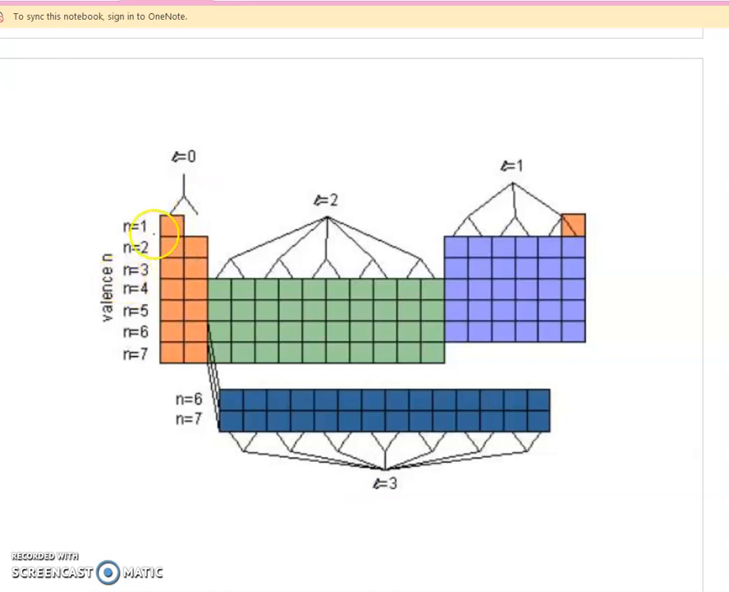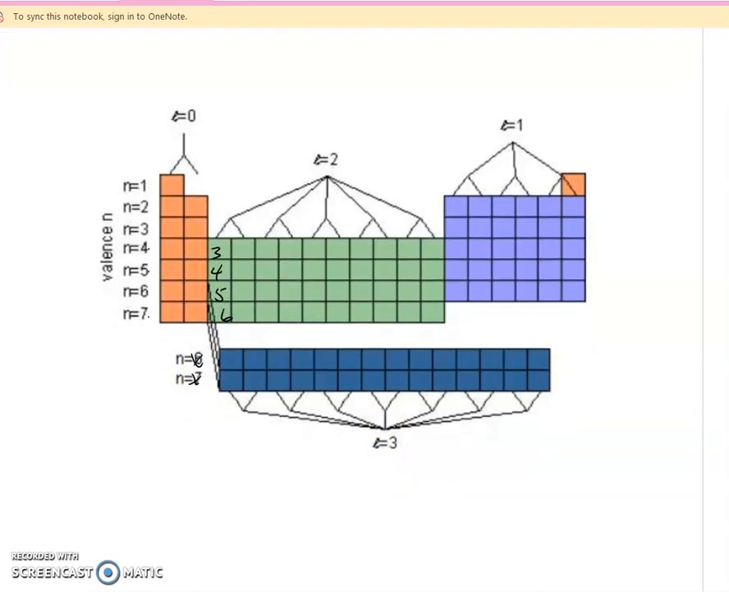Now, let's label everything. We know n equals 1, 2, 3, 4, 5, 6, 7 here. But let's label our D's. We know it starts at 3, 4, 5, and 6. And if you didn't remember that from intro, it starts one behind. We'll talk about that again in the next chapter when we do electron configuration. And then here we have 4 and 5. So if we want n equals 3, we want what L's?